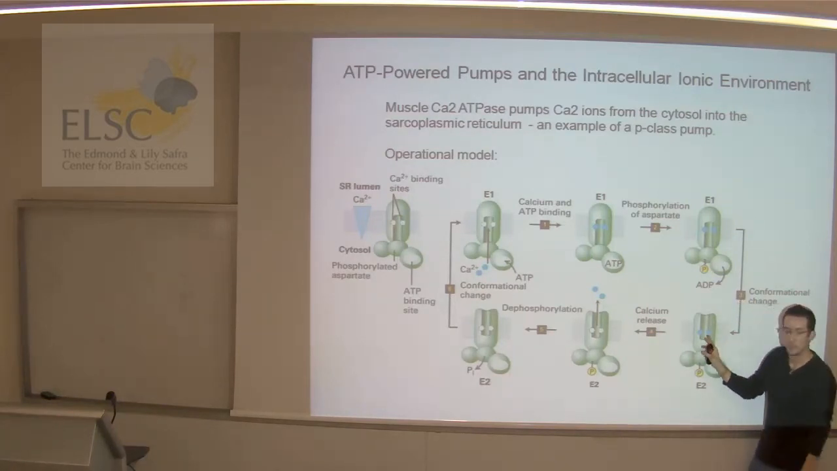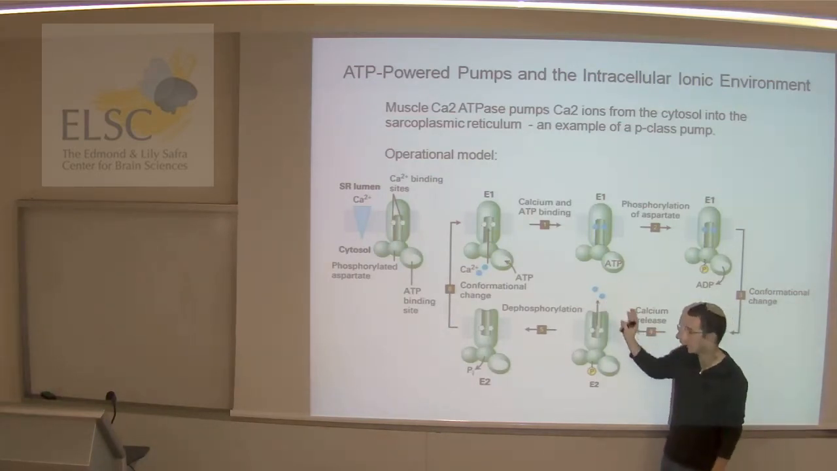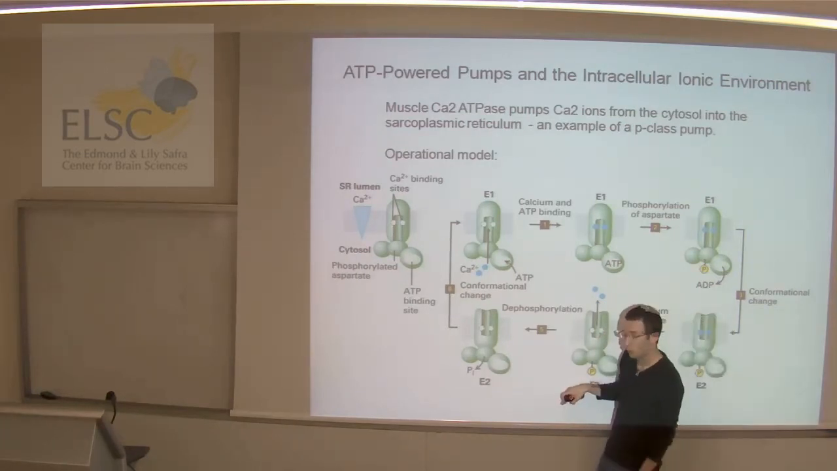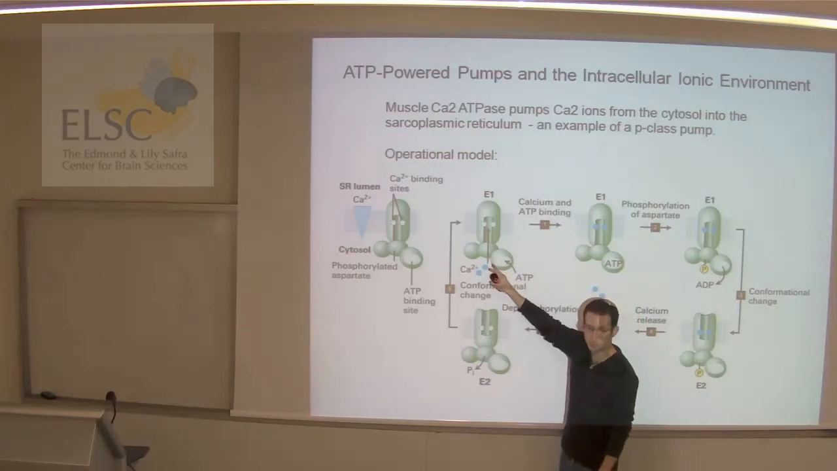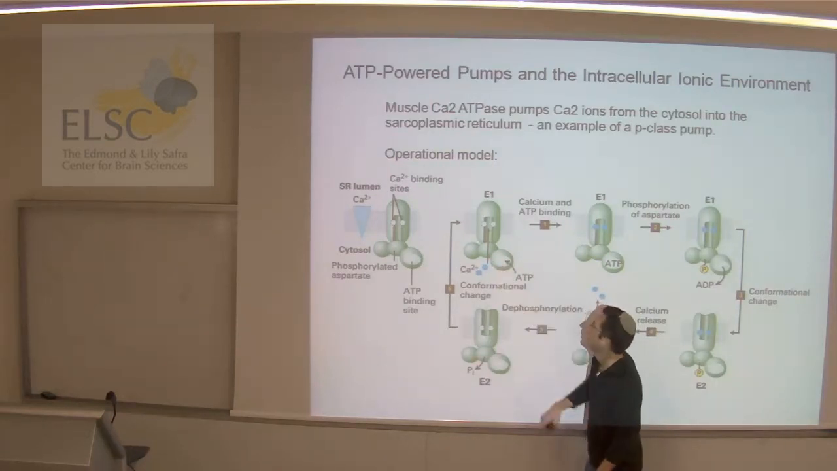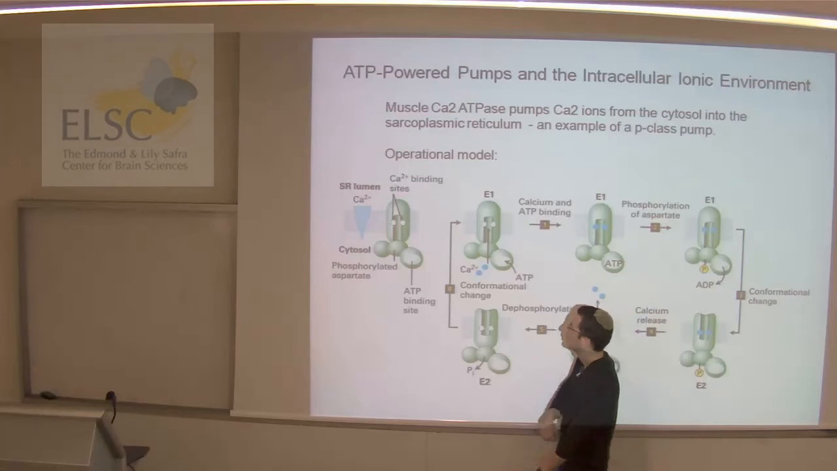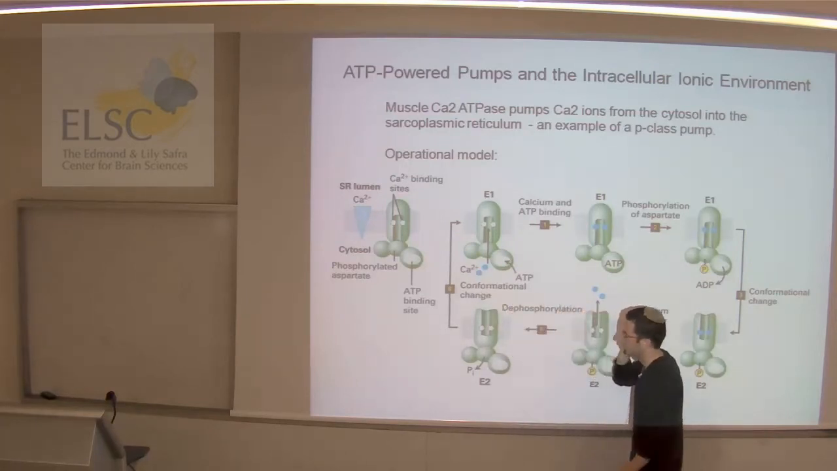In this state, the affinity for calcium of these two binding sites decreases very substantially, and the two calcium ions are released into the SR lumen. Dissociation of the lone phosphate from its binding site brings us back to the first step, where the protein is again ready to bind to new calcium ions.